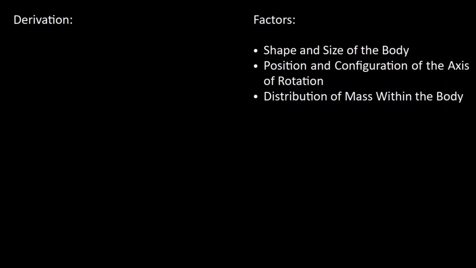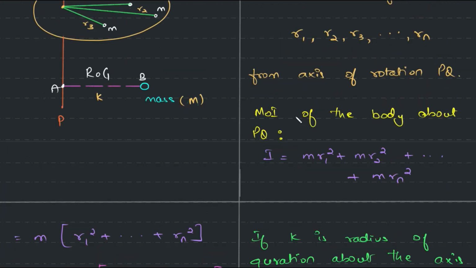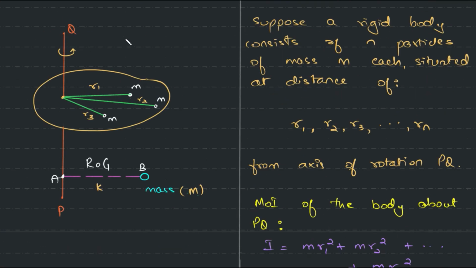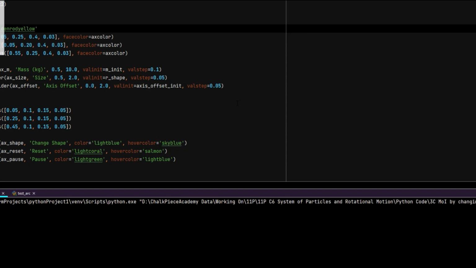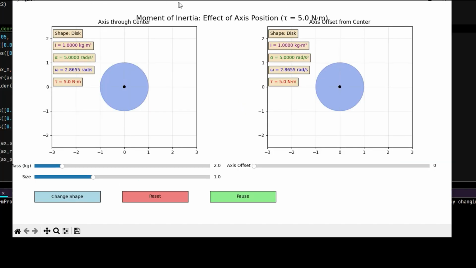Right, finally I have a small conclusion. The factors that affect your radius of gyration are the shape and size of the body, the position and configuration of the axis of rotation, and the distribution of mass within the body. So basically it's commonsensical. If I happen to have the axis of rotation somewhere else, then the distribution and the structure change, right? So we have seen all of this. And your moment of inertia will be different, just by changing this.